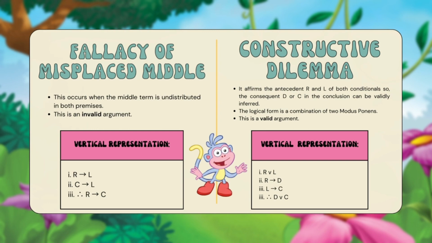The eighth argument form is constructive dilemma. Its logical structure is depicted as, the first premise is R or L, the second premise is if R then D, the third premise is if L then C, the conclusion is therefore D or C. This argument is valid because it affirms the antecedents R and L of both conditionals and therefore, we can validly infer the consequent D or C in the conclusion. Hence, the logical form of constructive dilemma is a combination of two modus ponens.